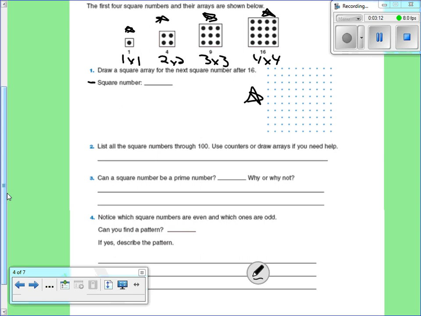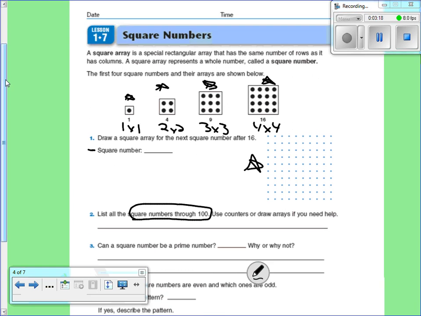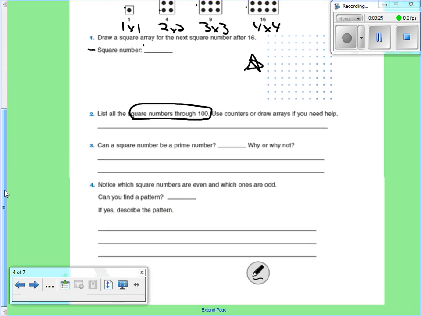Next, they want you to list all the square numbers through 100. Please keep in mind, kids, the top of the page here, we have 1, 4, 9, and 16, and whatever number this is, and then we're going to keep on going to answer those questions.